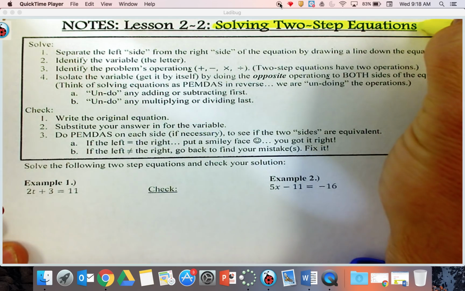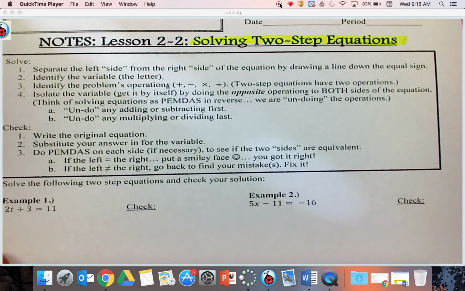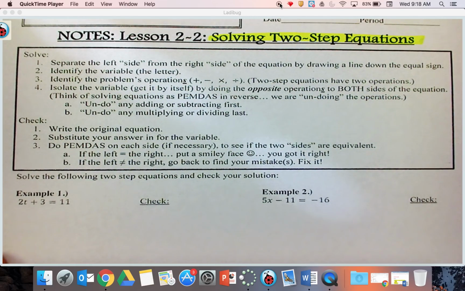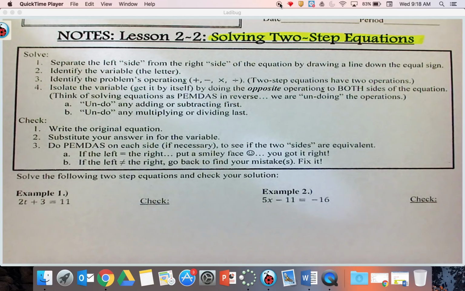So we're going to be solving two-step equations. These two-step equations involve taking two steps, whereas in a one-step equation you only did one step. So it's a little bit different, but it's basically the same thing. And basically what we're going to do is undo some things as we move forward.